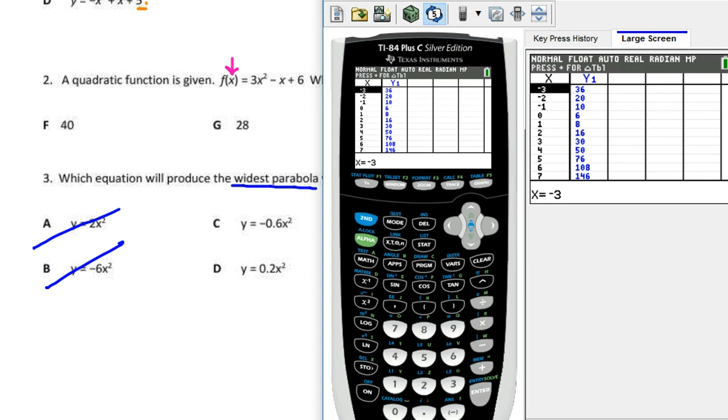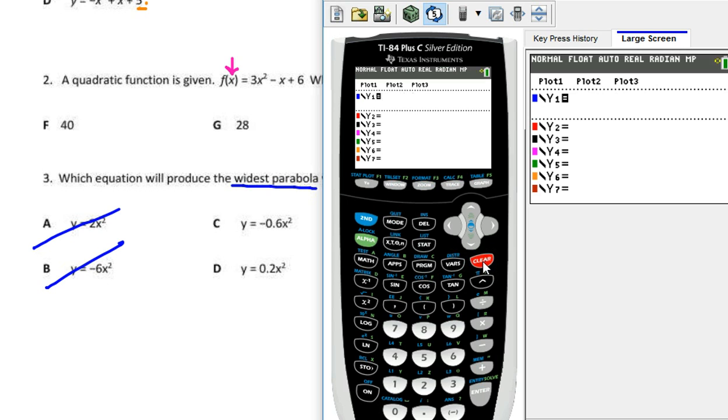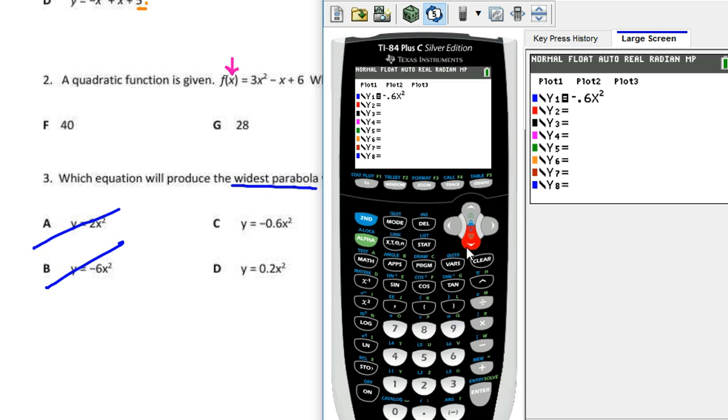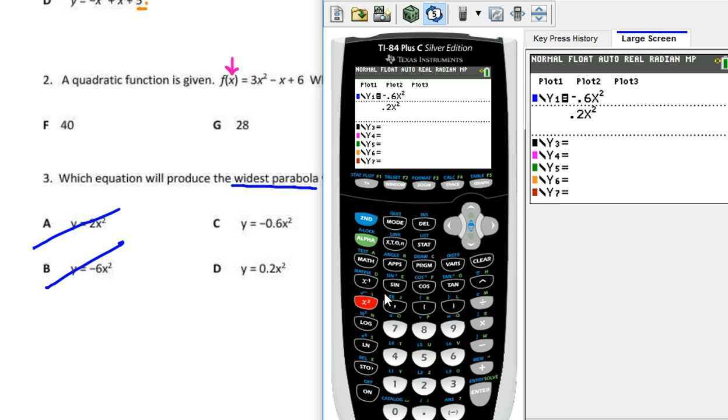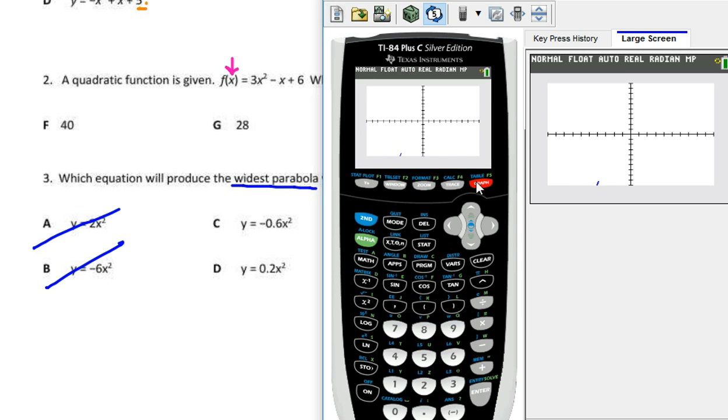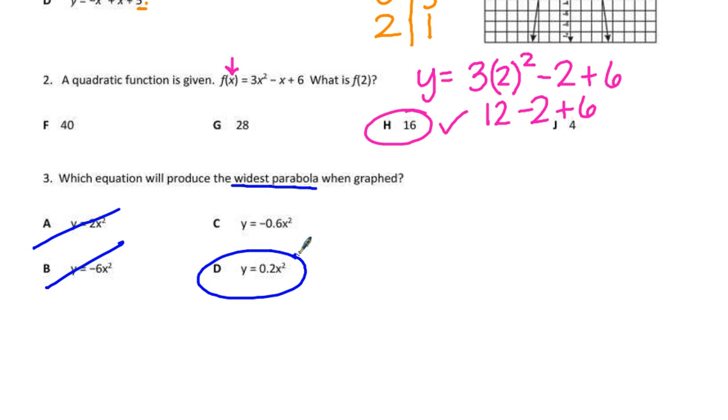If you're unsure, which hopefully you can recognize which is which, but we can always plug these guys into our calculators. So I have negative 0.6 x squared, and I also want to compare it to 0.2 x squared, and I'm going to go see who is the widest between these two. So there goes our negative 0.6. And here comes our 0.2, and hopefully it's obvious who is wider than the other, and that's going to be 0.2. Again, you can kind of translate these two. This is like 0.60, that's 0.20, so who's closest to 0, and that would be 0.2. He would be our widest graph.